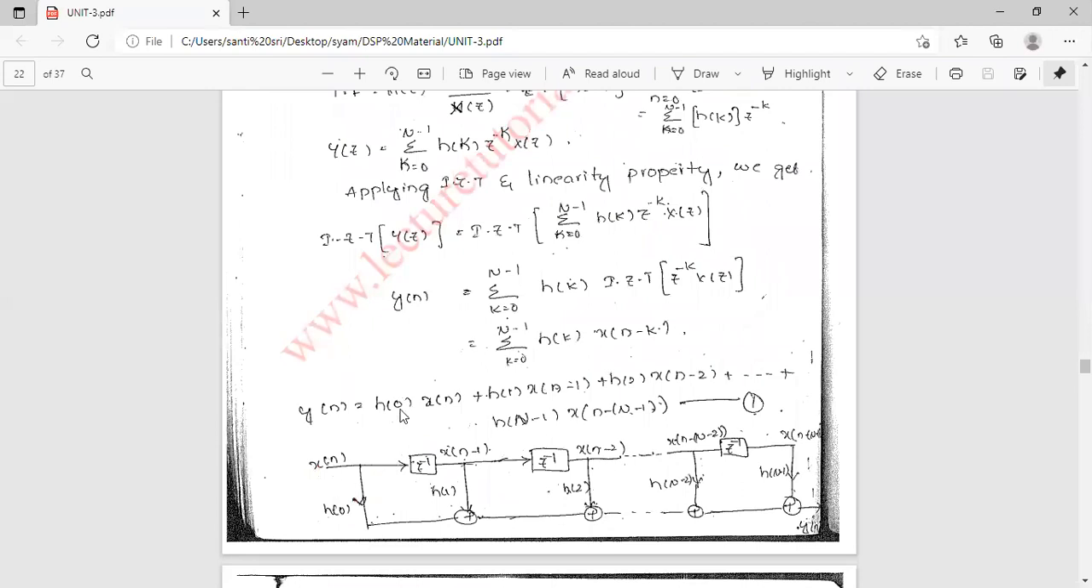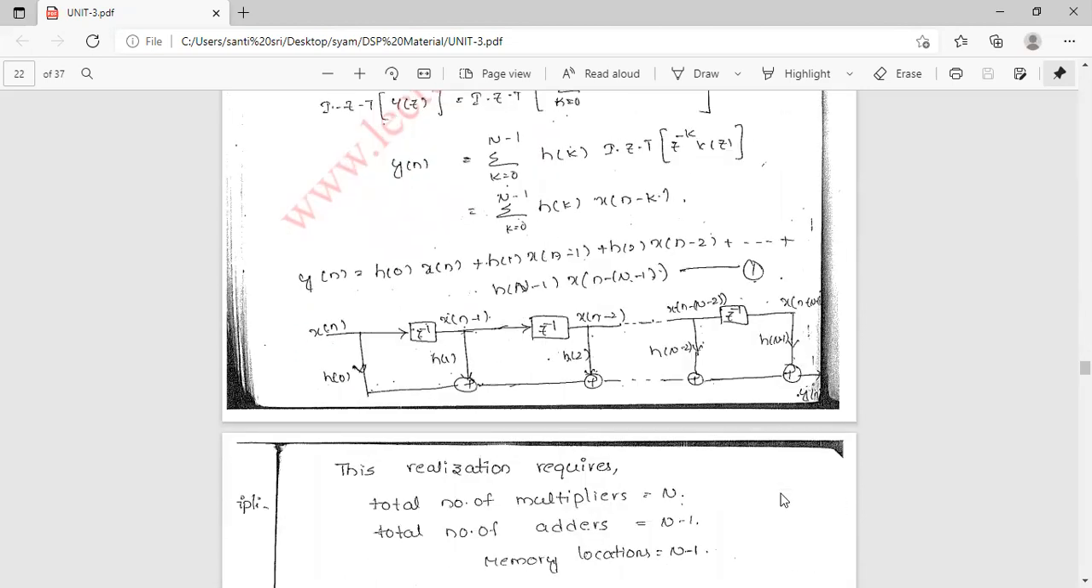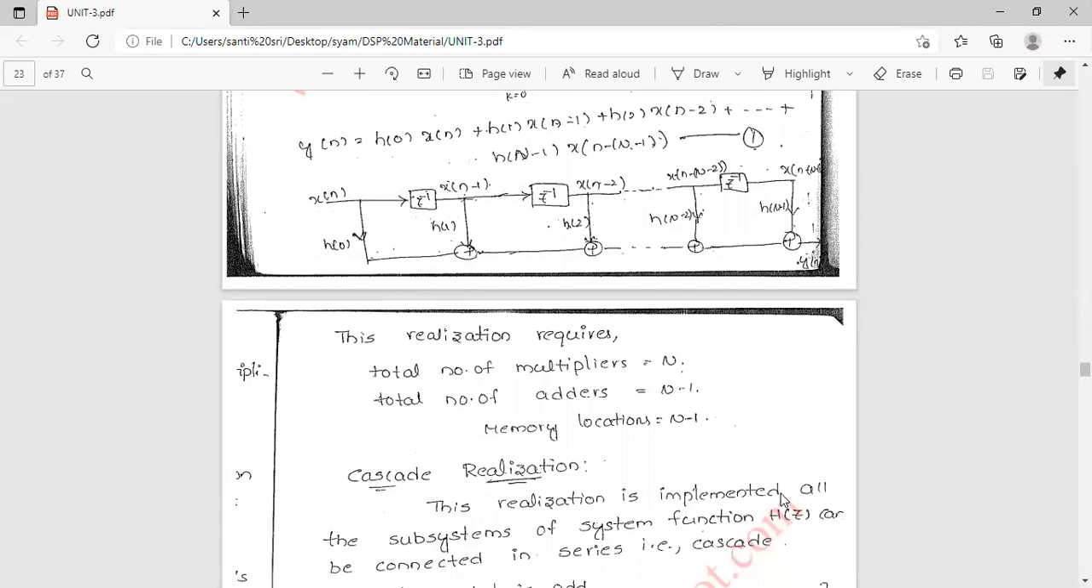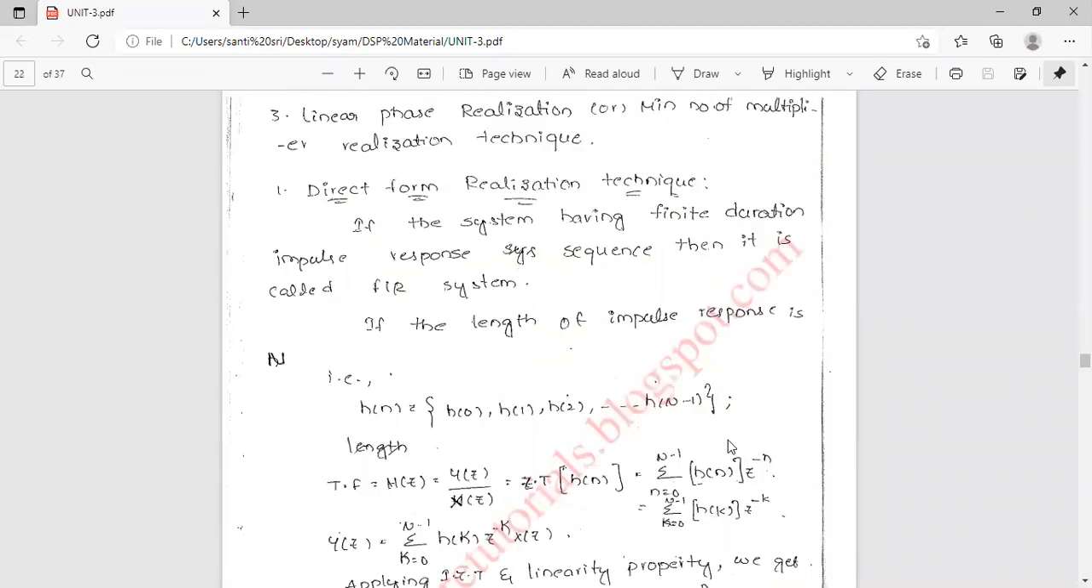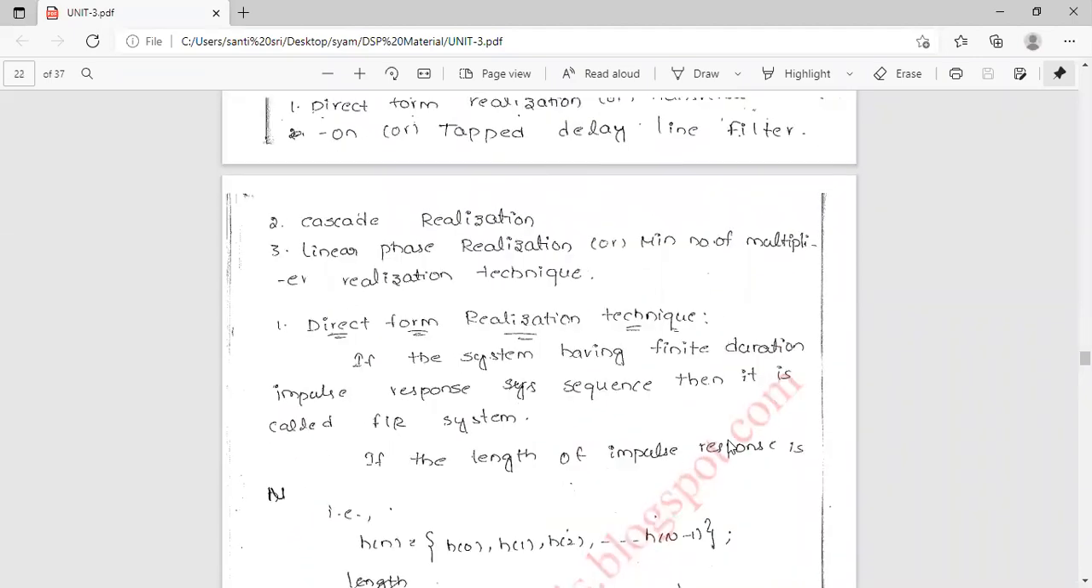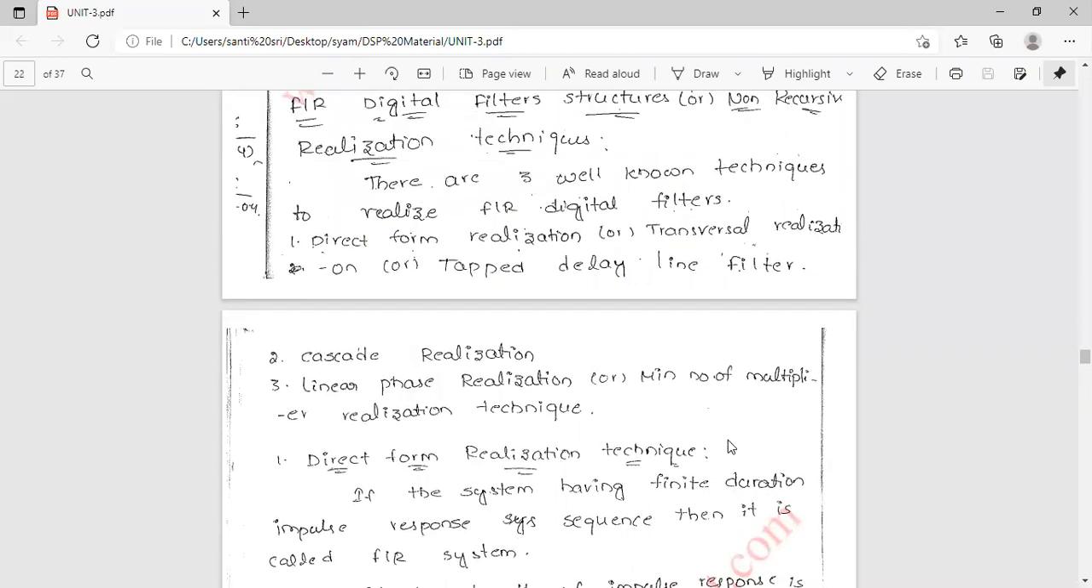So x of n into h of 0 plus x of n minus 1 into h of 1 plus x of n minus 2 into h of 2 plus up to x of n minus n plus 1 into h of n minus 1, equal to y of n. This realization requires a total of n multipliers, and the total number of adders is n minus 1. These are all the adders. The memory locations are also n minus 1. This is the direct form realization technique, or transversal realization or tap delay line filter.